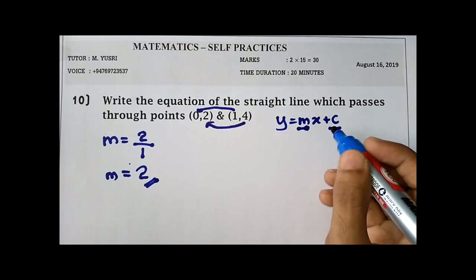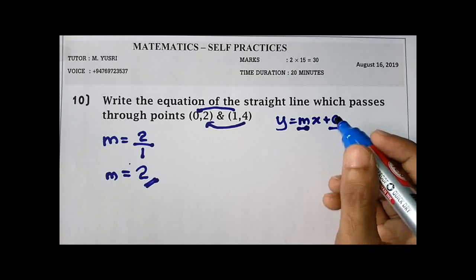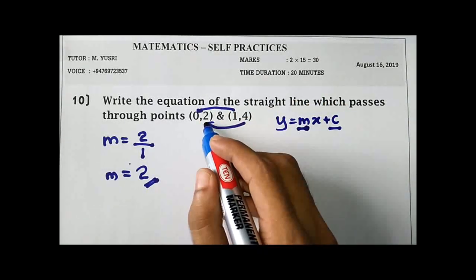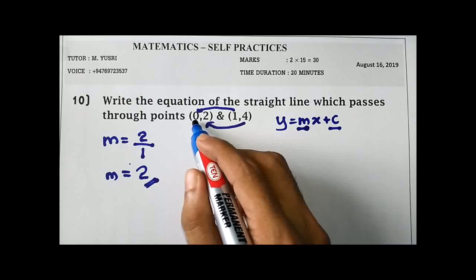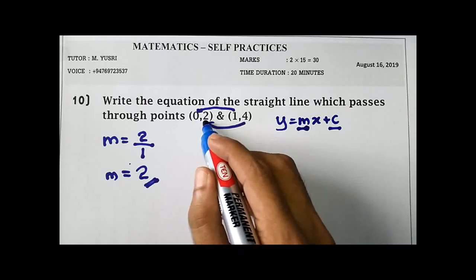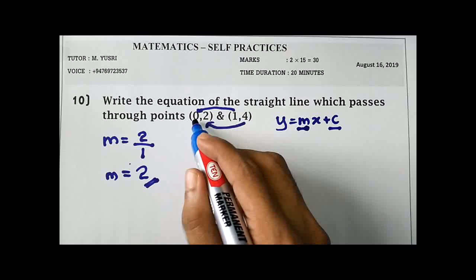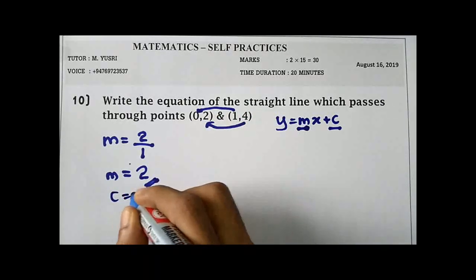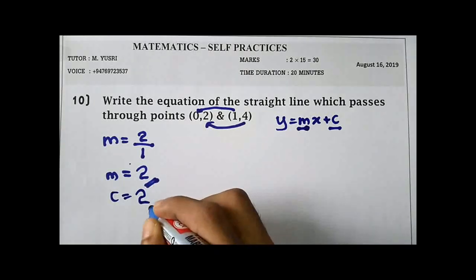How to find out the intercept? The value of intercept means the value of y when x is 0. Here they have given that, right? So the value of y is 2 when x is 0. So that means the intercept is 2. The gradient is 2 as well as the intercept is 2.